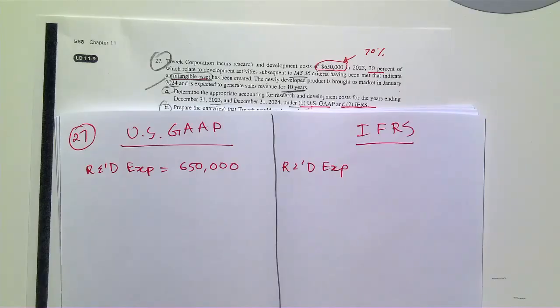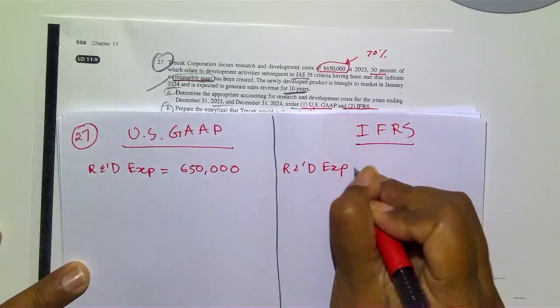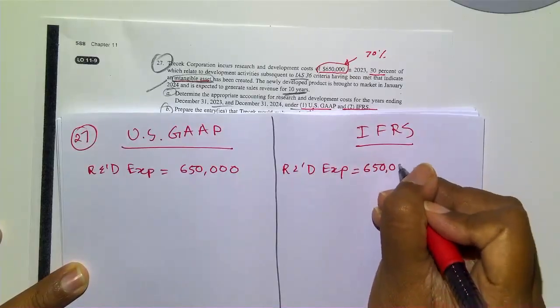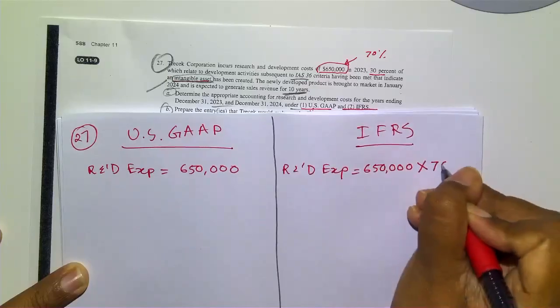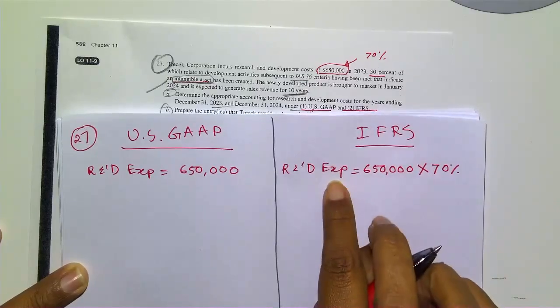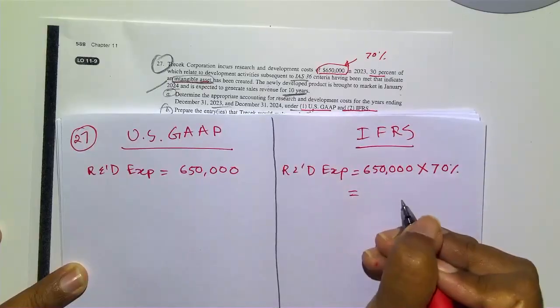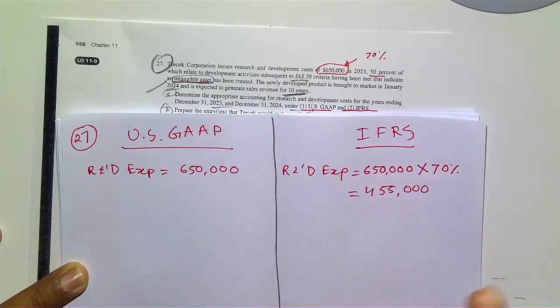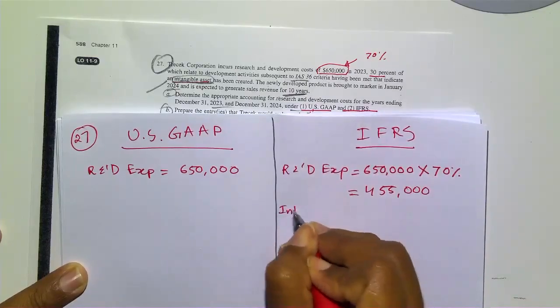Jack, you have the numbers. Yes, Hunter. 455,000. So how did you get it? 650,000 and then you took 70% of it, right? So remember 650 is actually their R&D cost, but they will record only 70% as an expense, which is 455,000. And the rest, they will call it an intangible asset.